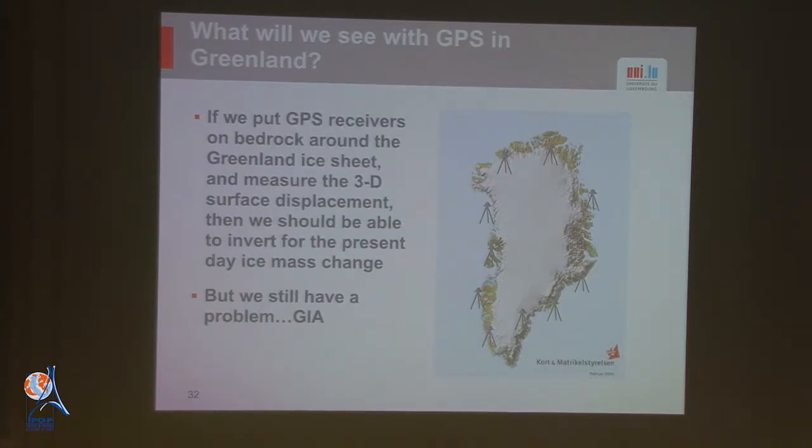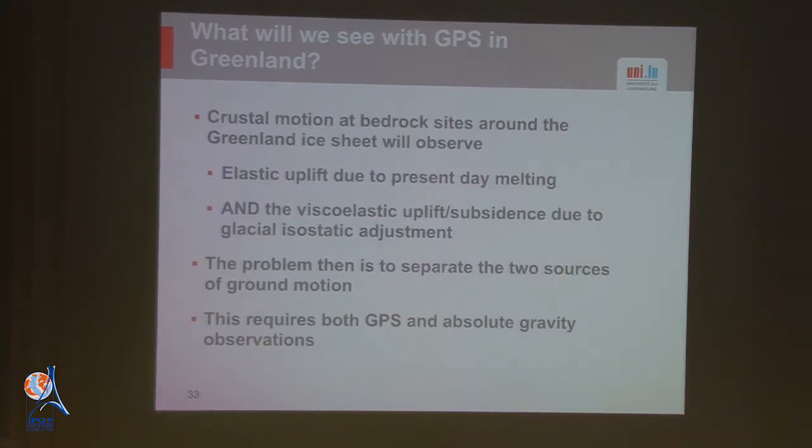And the idea then is let's put GPS receivers on bedrock around the coast of Greenland. We measure for a decade. They're moving up and away, and we should be able to invert these data for the mass loss change in Greenland directly. But we still have a problem. As with GRACE, GPS is also measuring glacial isostatic adjustment. So we have to be able to separate these two signals in our GPS signal.